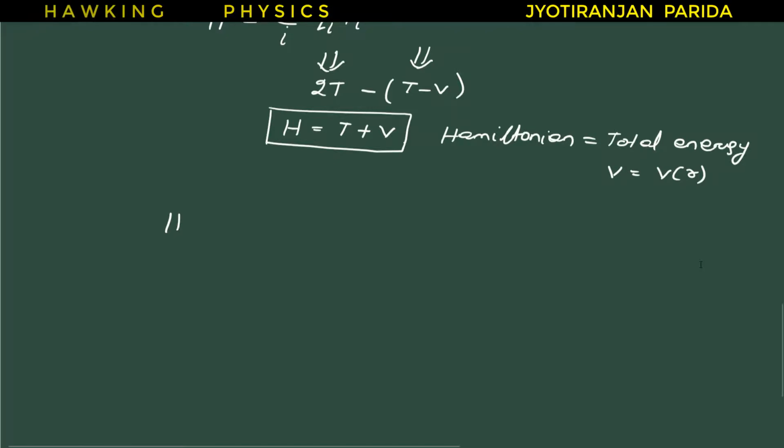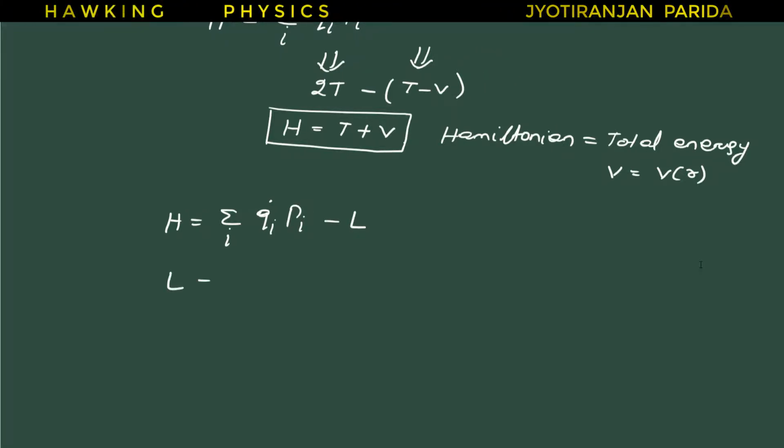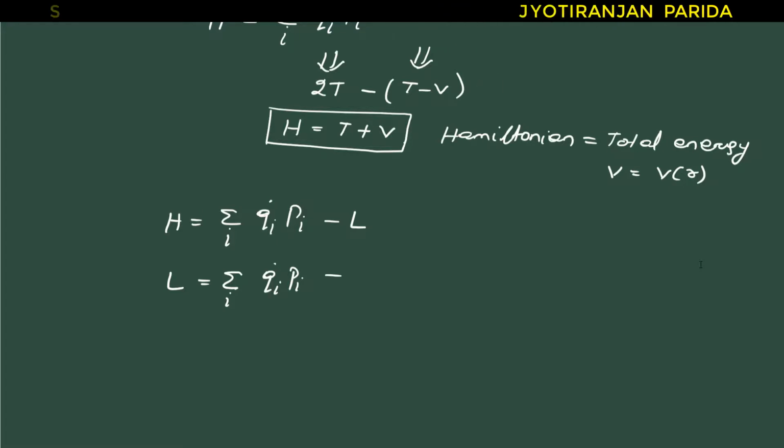Here H equal to sum over i q_i dot p_i minus L, or you can also write L equal to sum over i q_i dot p_i minus H. Okay.